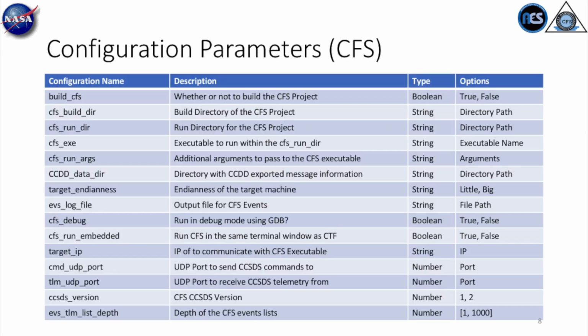Here we take a look at some sample configuration parameters for the CFS plugin. The most commonly used parameters are the CFS build and run directory as well as the executable CTF should run. Additionally, users can specify fields such as the endianness of the target, whether or not to run in an embedded mode, the target IP, and the command and telemetry ports.